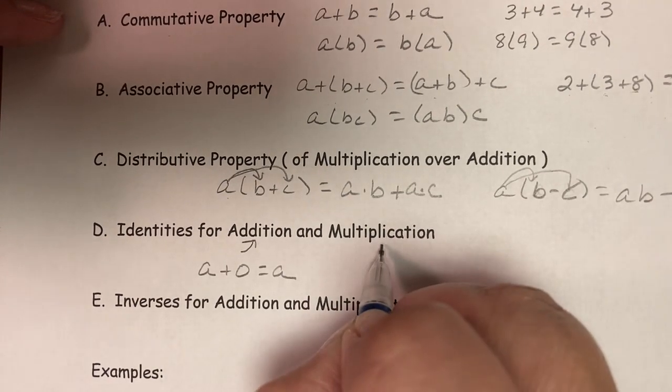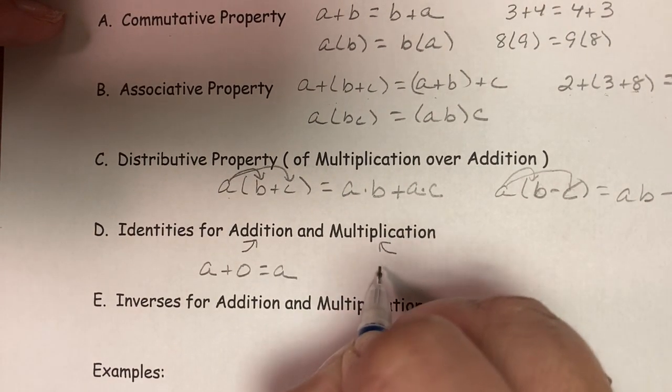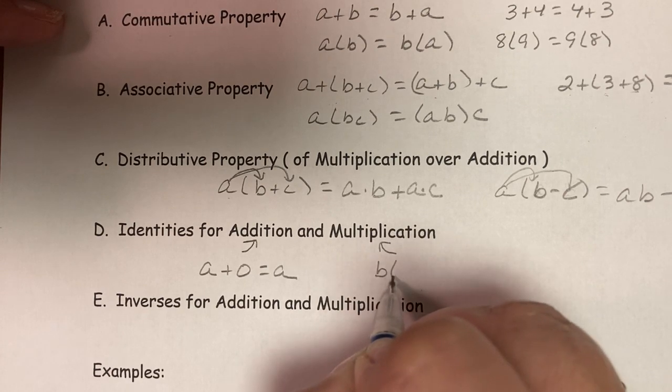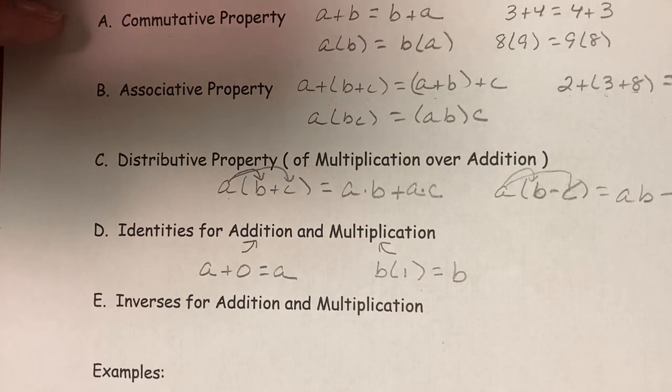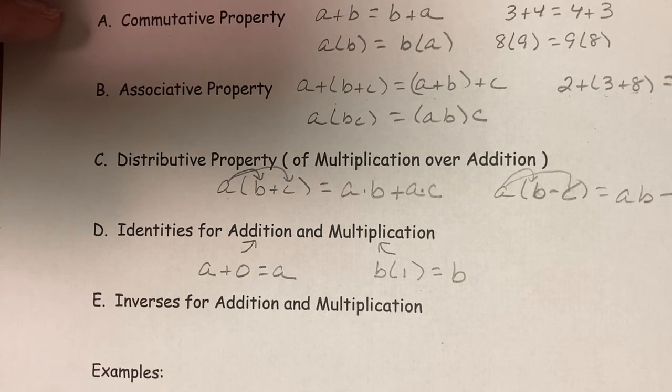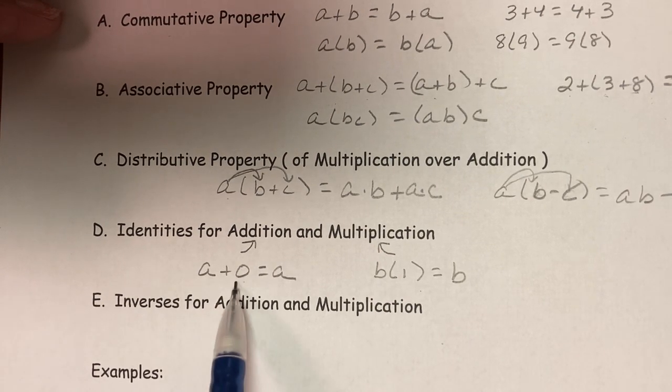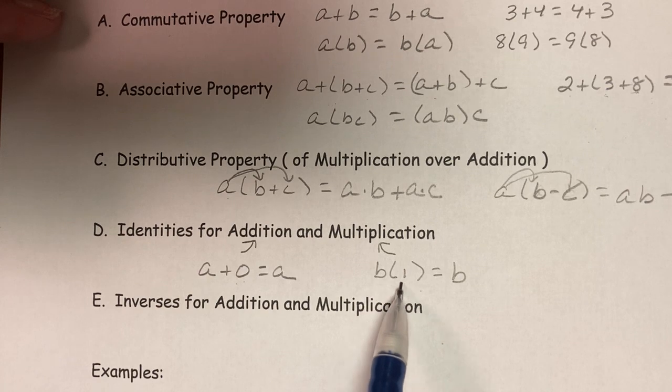For multiplication, that identity element is 1 because if I take any number B and if I multiply it by 1, what do I get back? I get the exact same thing. Multiplying something by 1, whether it's a variable or a number, doesn't change its identity. So the identity element for addition is 0 and the identity element for multiplication is 1. And think about it as when you add 0 or multiply by 1, you don't change its identity. It stays the same.